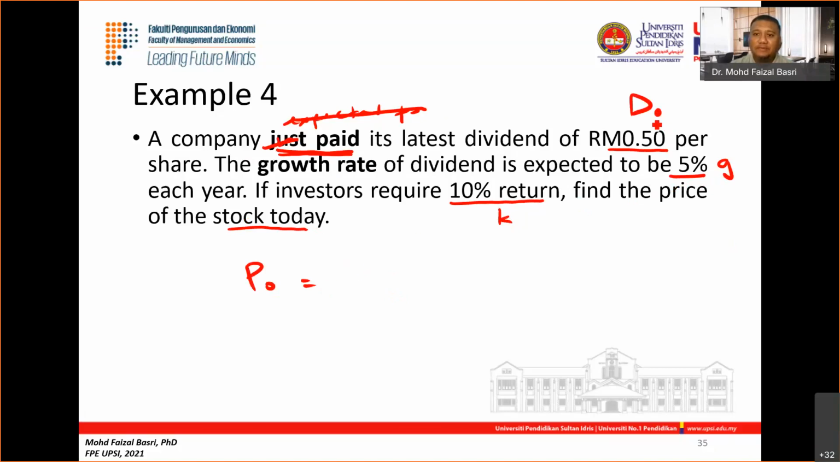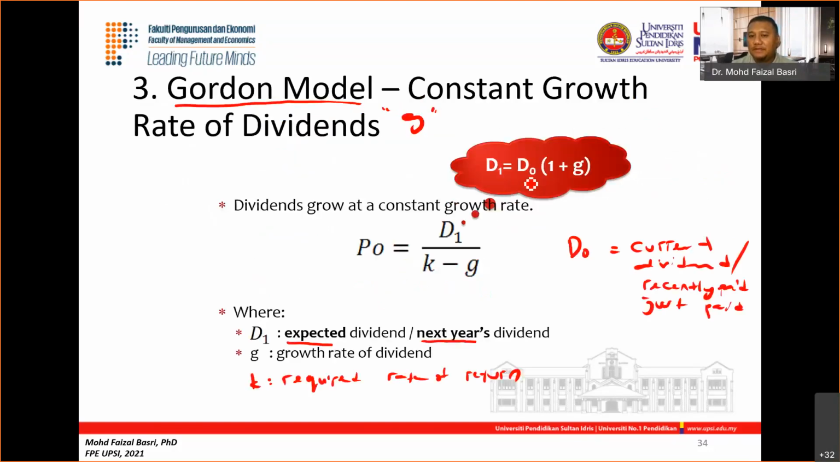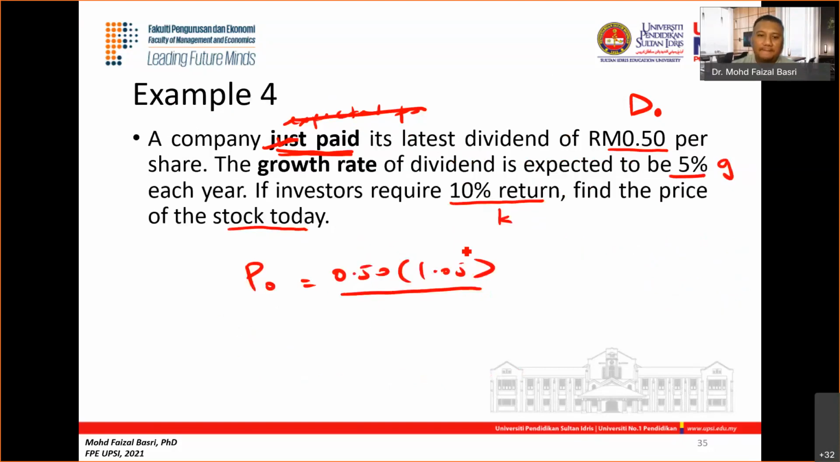So the formula is D1. And remember, since the question gave us 50 cents as D0, to find D1 it would be 50 cents multiplied by 1 plus G, and the G is 5%, so 1.05. So the formula here is D0, 50 cents, multiplied by 1 plus 5%, and divided by 10% minus 5%, K minus G. That's why I said the easiest model would be model number 3, because the formula is very short.